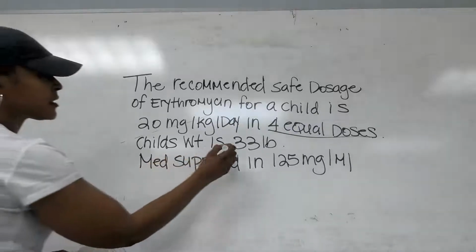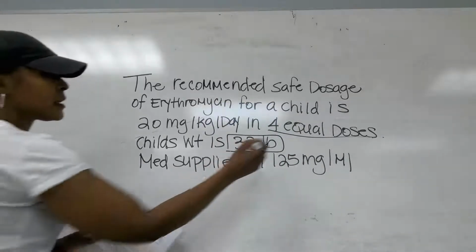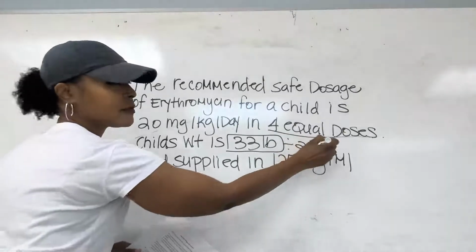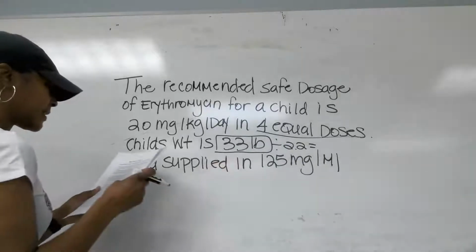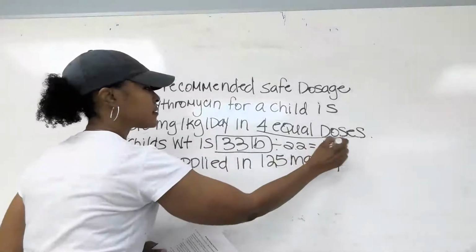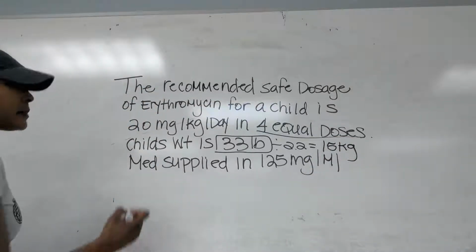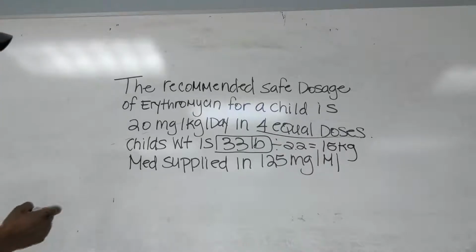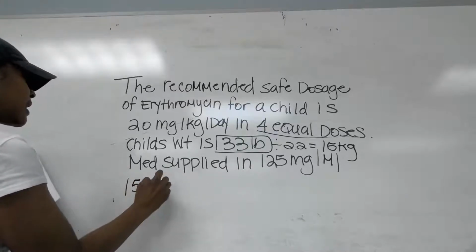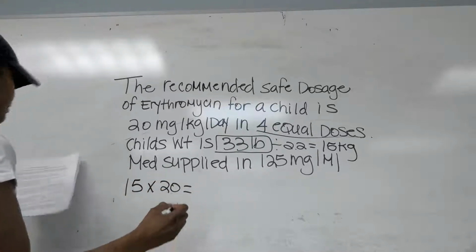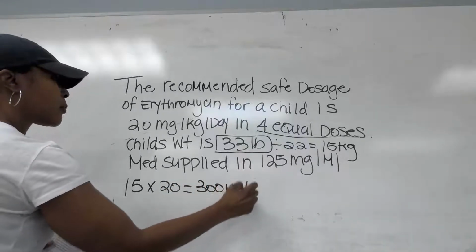So we know that the first step is to convert the child's weight to kilograms. We divide it by 2.2, and that gives us 15 kilograms. All right, the next step is to multiply the child's weight times the recommended dosage. So that would be our 15 kilograms times 20. And what do we get, folks? 300. 300 milligrams per day.